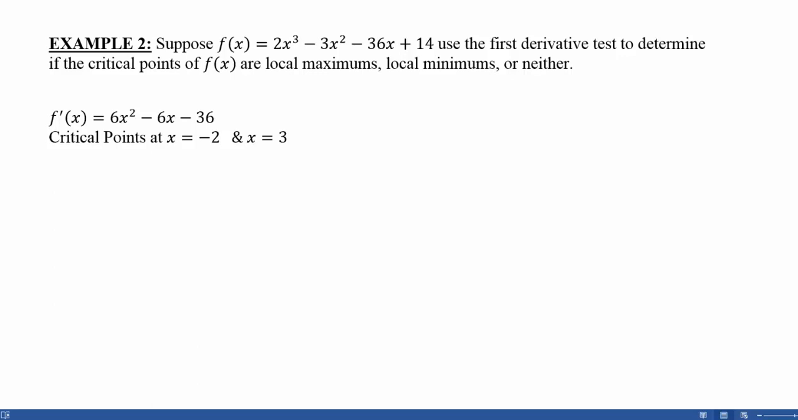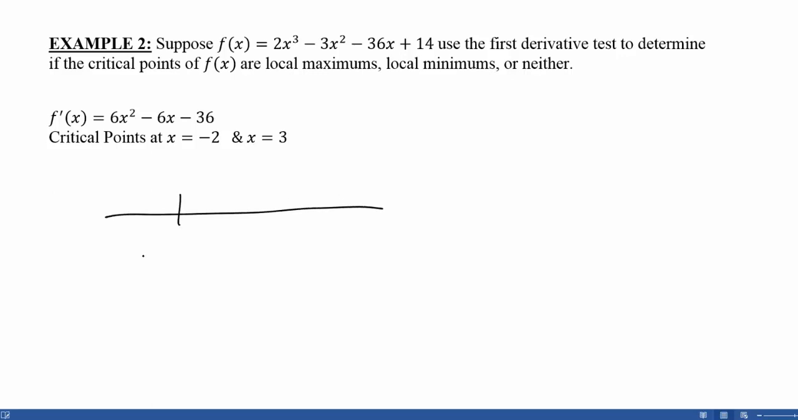Example 2. So if f of x is 2x cubed minus 3x squared minus 36x plus 14, we want to use the first derivative test to classify our critical points and determine if they're local maxes, mins, or neither of the original function. So our first derivative is 6x squared minus 6x minus 36. Factoring that out and setting that equal to 0, we get critical points that are -2 and +3. So now we want to determine, are those critical points local maxes, local mins, or neither?